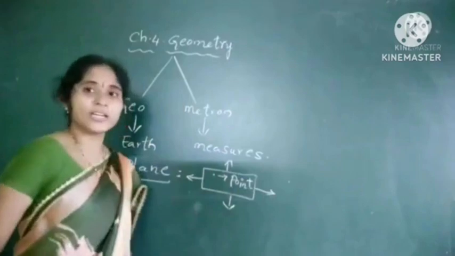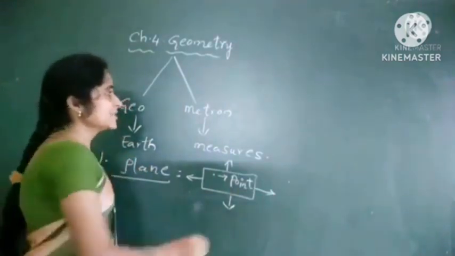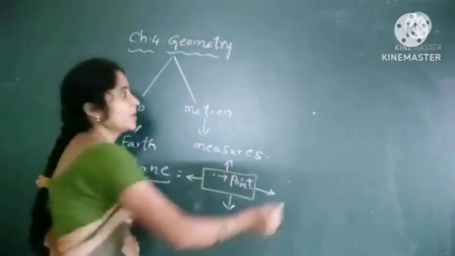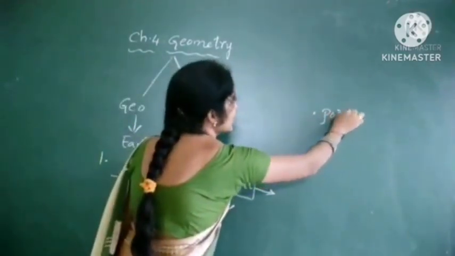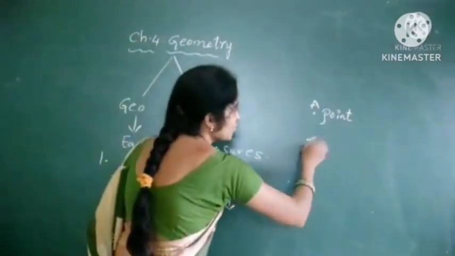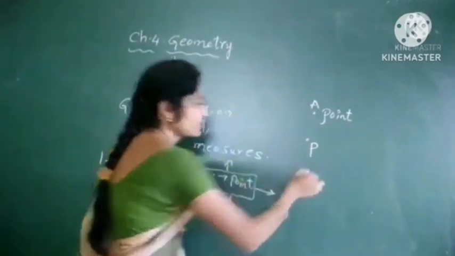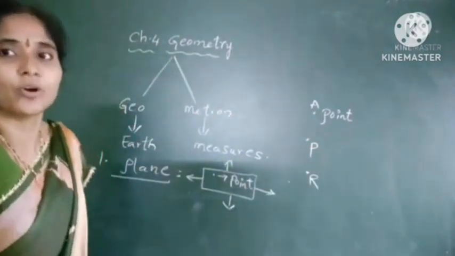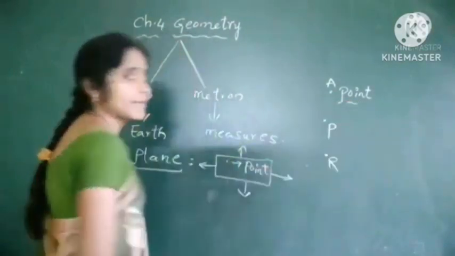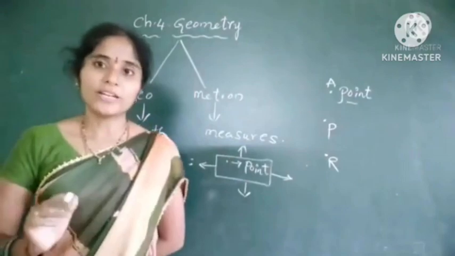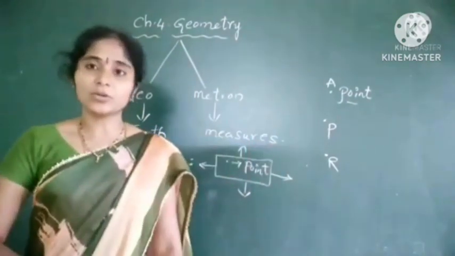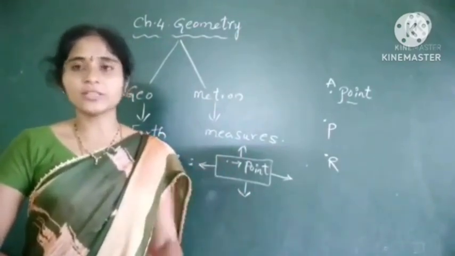Read it as point, P-O-I-N-T. For anything we want to represent, we use this point. That's why a point is a mark of a position. We use capital letters for representing a point. A point has no length, no breadth and no thickness.